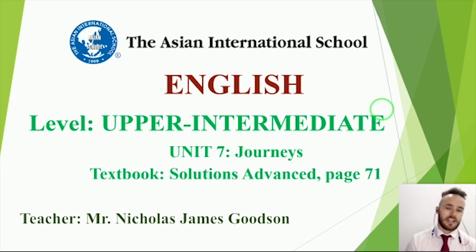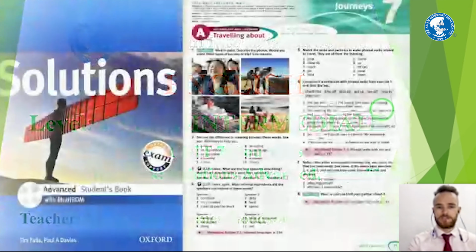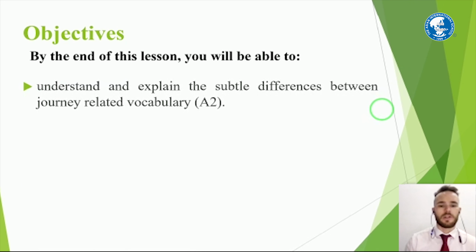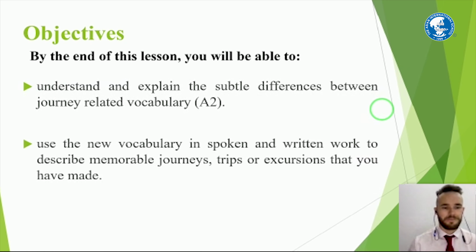Today, we're going to be looking at Unit 7 in your Solutions book, which is called Journeys, and that's on page 71. So let's begin. By the end of the lesson, the aim is you should be able to understand and explain the subtle differences between the journey-related vocabulary. You can see that in A2, just underneath the pictures. And also to be able to use this new vocabulary in spoken and written work to describe memorable journeys, trips, or excursions that you have made.